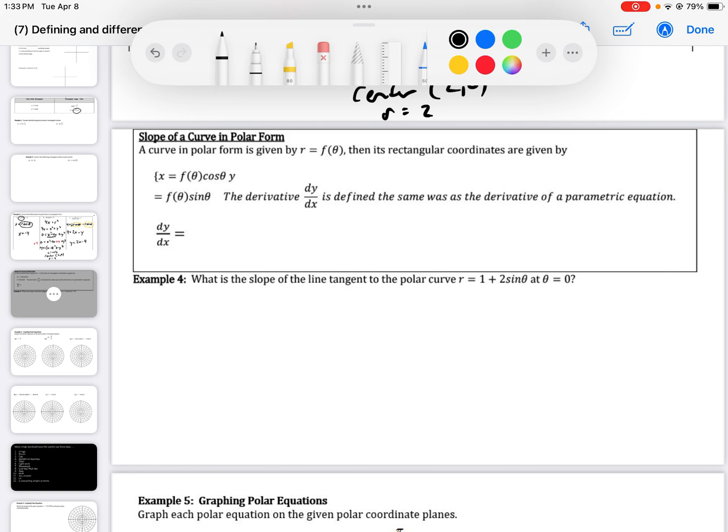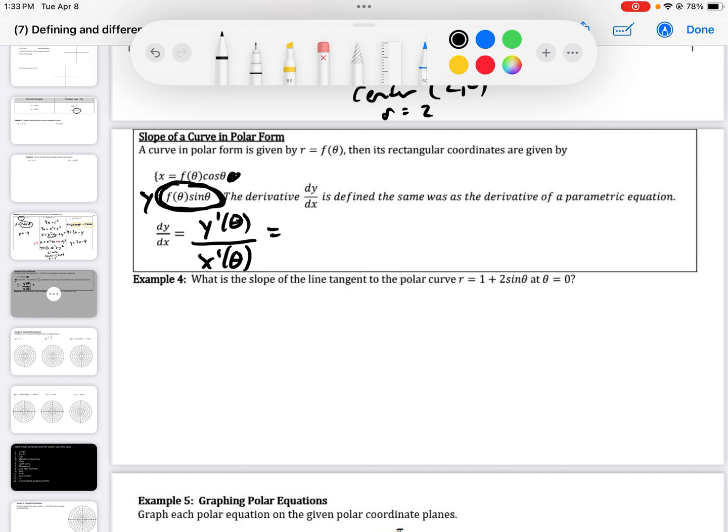All right, we're also going to go ahead and talk about the slope of a curve in polar form. So this kind of got messed up. That should say, okay, the curve in polar form is given to you where r is a function of theta. Then its rectangular coordinates are given by x is equal to r, in this case, f of theta cosine theta. And y is equal to r, in this case, function of theta times sine theta. Then the derivative is going to be very similar to parametrics. It'd be y prime of theta over x prime of theta.